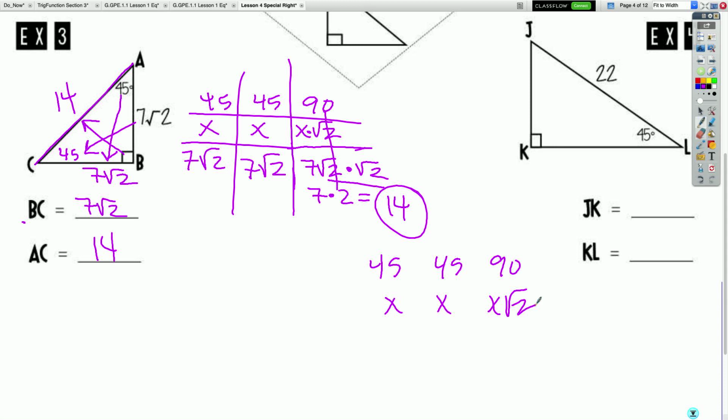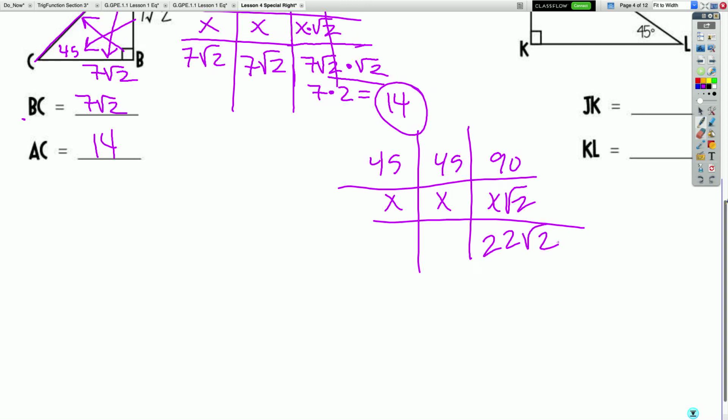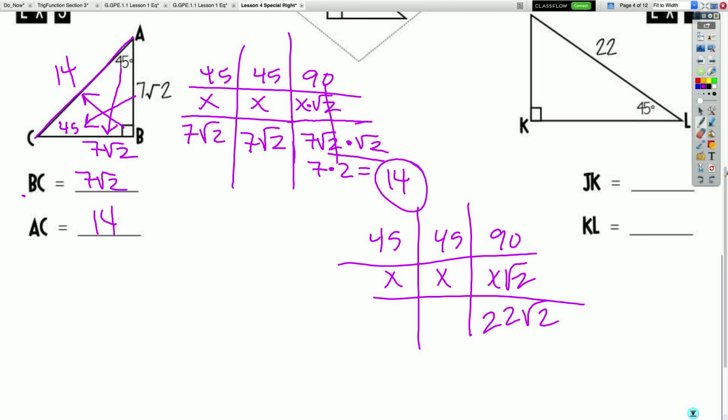Okay, so this is what I saw people doing yesterday and a few people today, but not as many, so that's good. I saw a lot of people doing this. Why is that incorrect? I put it in the correct spot, right? It's across from 90, but it's only supposed to say what? 22. So I don't want to make up any values there. Some people saw that square root of 2 and thought I need to write the square root of 2 in. You write whatever they give you. So the 22 goes there.